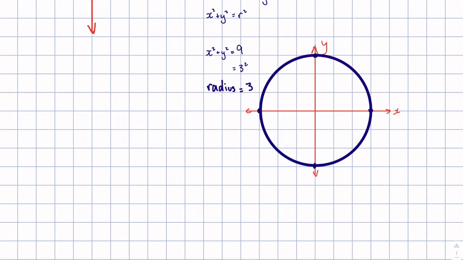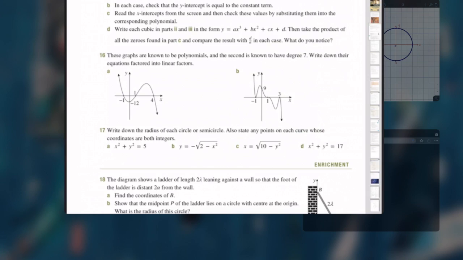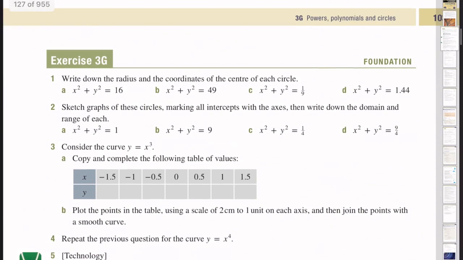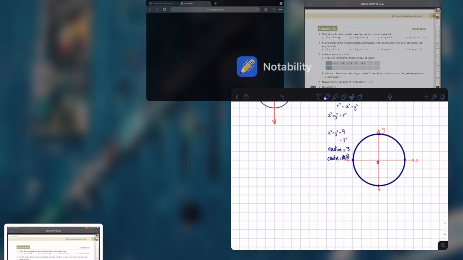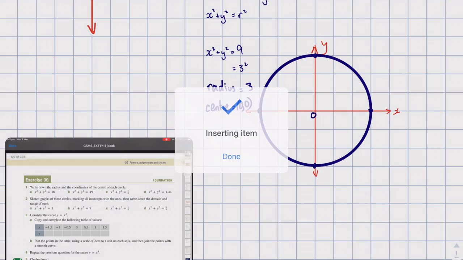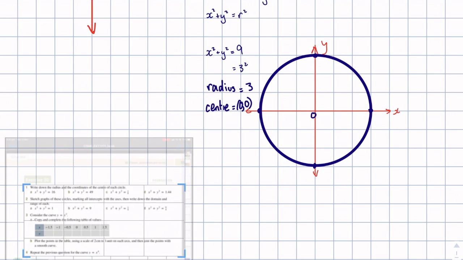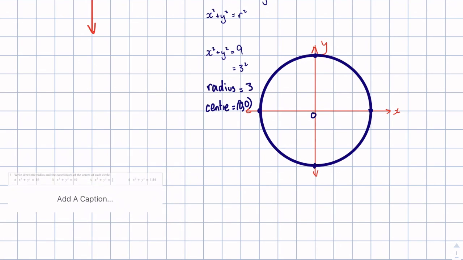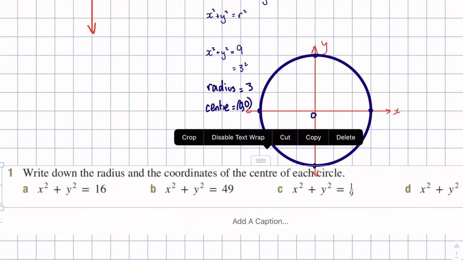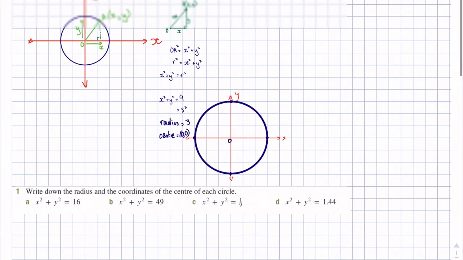The center is literally at the origin, 0, 0. So if I have a look at some of the questions you'll be asked to do, for example, question 1, I'll pull it up here. Question 1 literally asks you to find the radius and the coordinates of the center of each circle. Now, in this exercise, you can always assume the center is the point 0, 0. In chapter 4, we're going to get onto different transformations of this equation, so you'll see what happens.